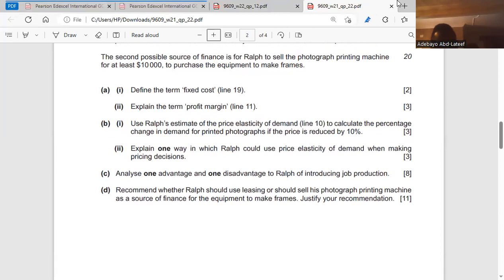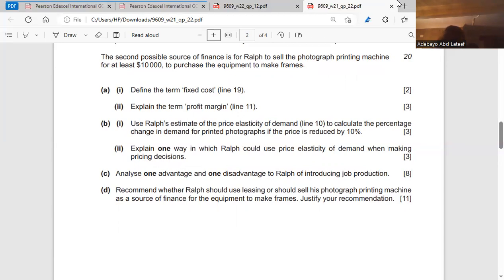Okay. 2, explain one way in which Ralph uses price elasticity of demand when making pricing decisions. For price elasticity of demand, we already know what it means. It helps us to know the degree of responsiveness of the quantity demanded of a product as a result of a change in price. So the first way in which Ralph could use price elasticity of demand is to determine the price at which he can sell his product to be able to generate revenue. That's the first point.